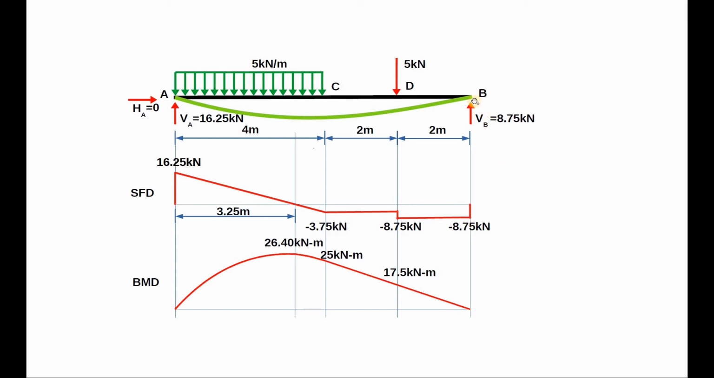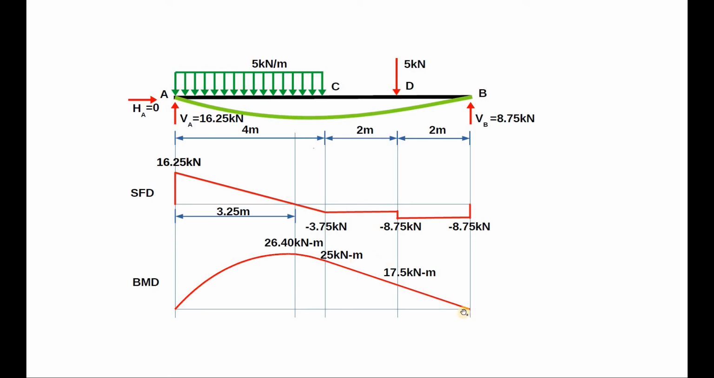As you cross point B, when you are just on the right of point B, a reaction of VB gets added and it reduces the shear force expression to 0. This closes the shear force diagram.